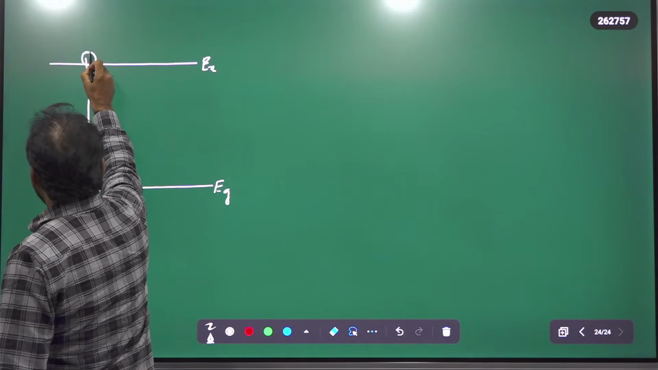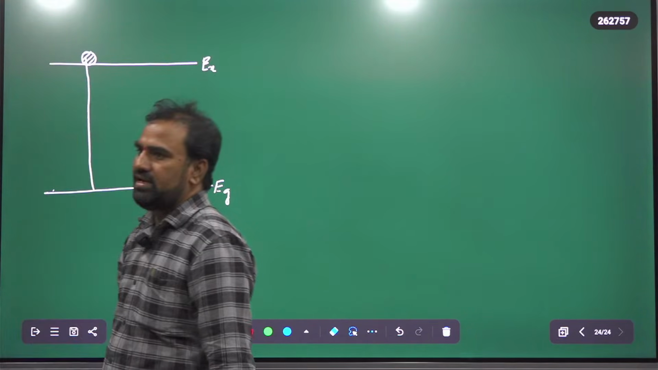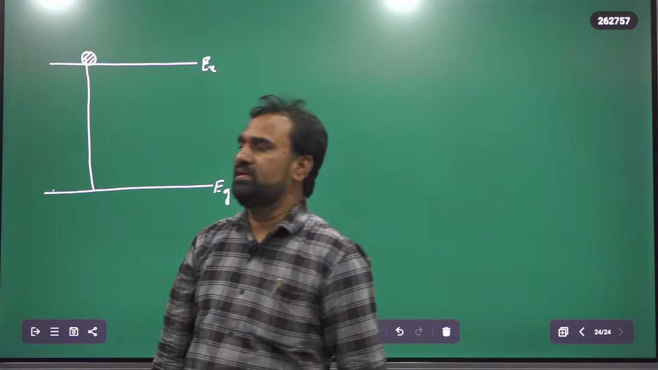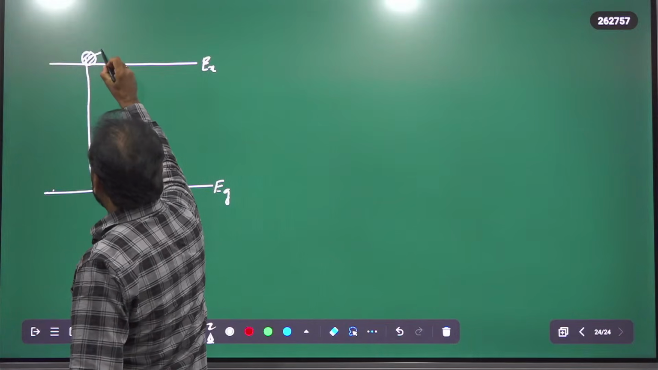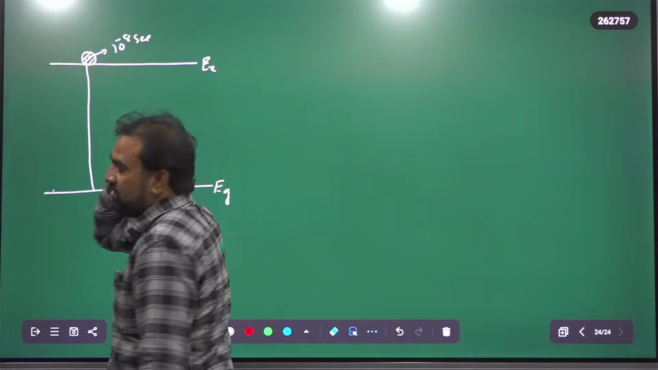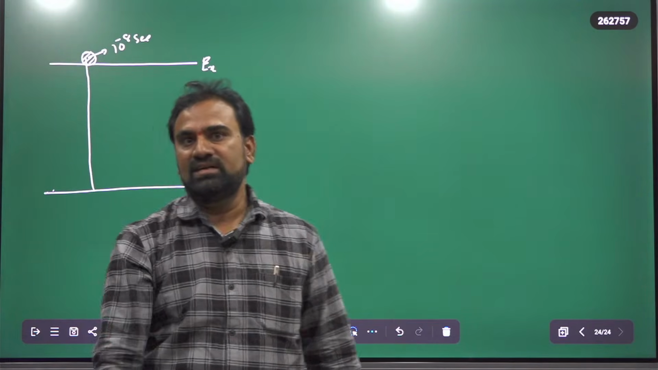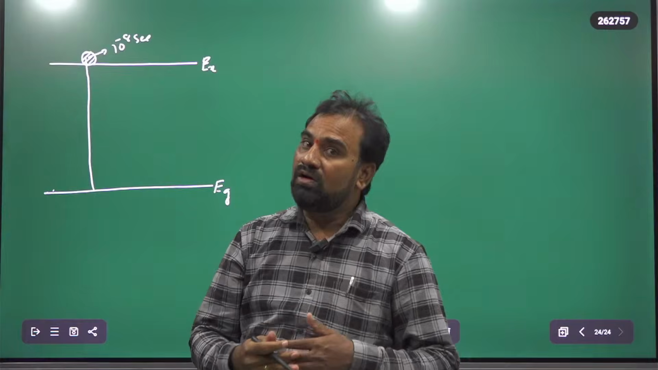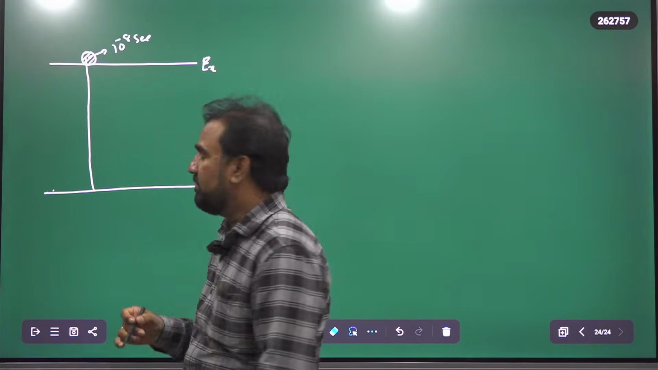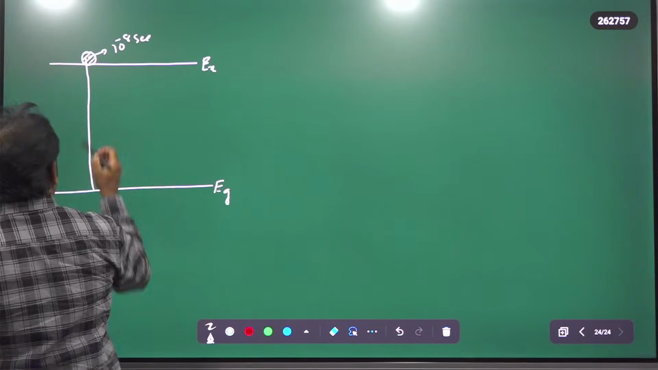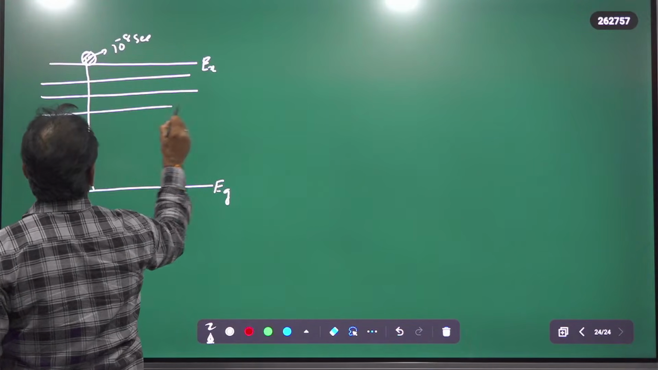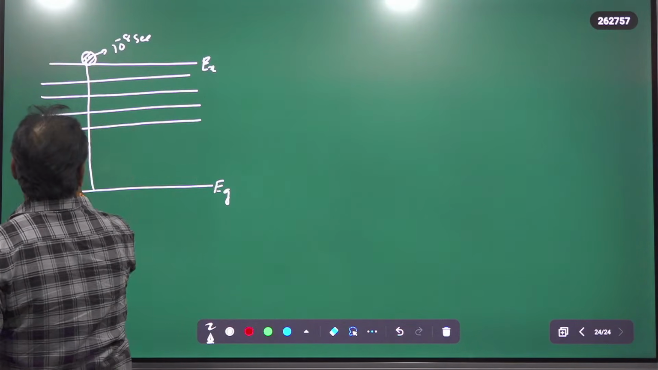When the electron goes from the ground state energy level to the excited energy level, it has to spend a little amount of time there. How much time? It spends approximately 10 to the power of minus 8 seconds. After 10 to the power of minus 8 seconds, it falls from the excited energy level to the ground energy level. When it comes from the excited energy level to the ground state energy level, it will have elastic collisions with the intermediate energy levels.